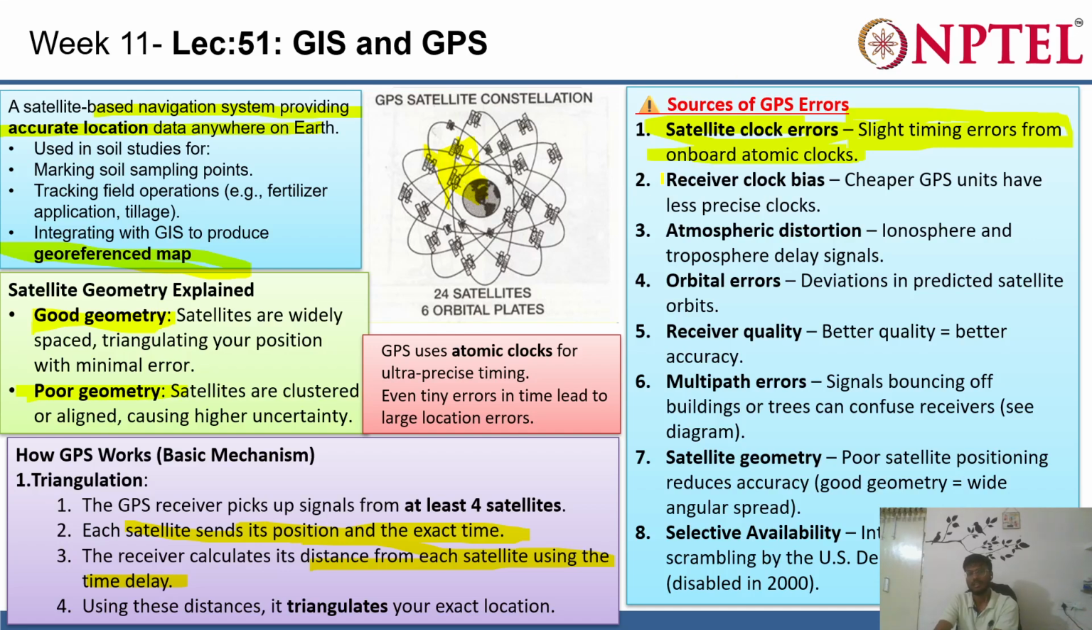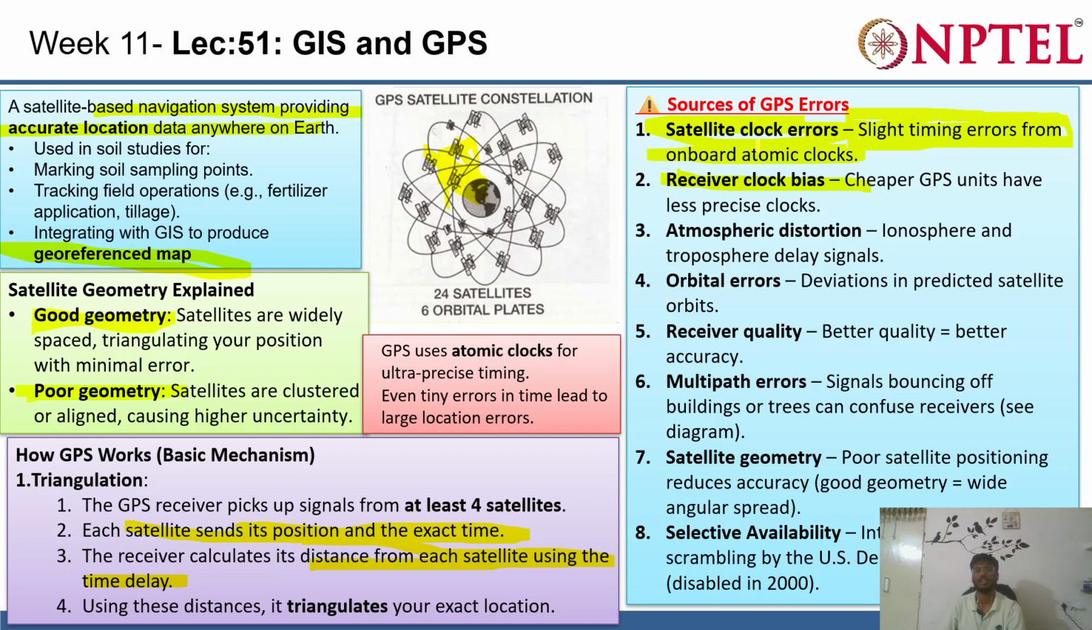Then the second one is receiver clock bias. Cheaper GPS units have a less precise clock. So the GPS system we have in our hand also matters, and that is also a major source of GPS error.